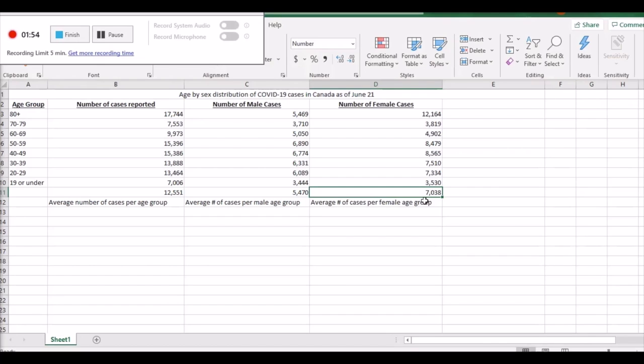And then what we did is we did it for the male and female groups, age groups from below 19 to over 80 plus. So as you can see here, like I stated earlier, the average number of cases reported is 12,551. The average number of male cases is 5,470 per age group, and the average number of female cases is 7,038. That's all for my analysis. Now I'll pass it on to Amanda for more statistics.